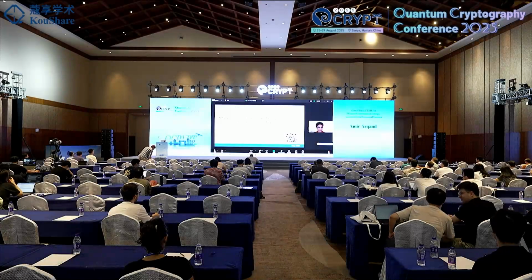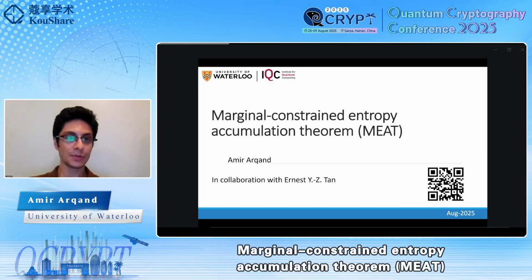Hello, everyone. In this presentation, I'm going to talk about a variation of the entropy accumulation theorem called the marginal-constrained entropy accumulation theorem, which we termed MEAT. It is suitable for analyzing prepare-and-measure QKD protocols, and it's joint work in collaboration with Ernest Tan. So let's start with some preliminaries.